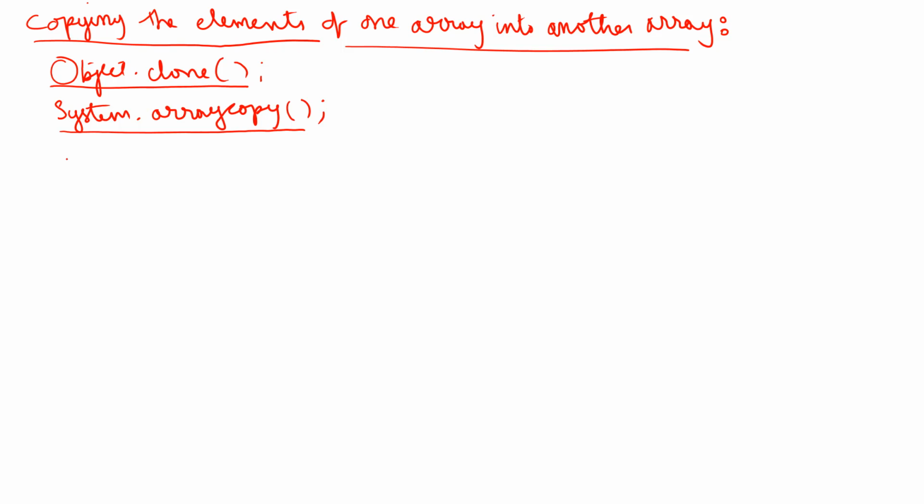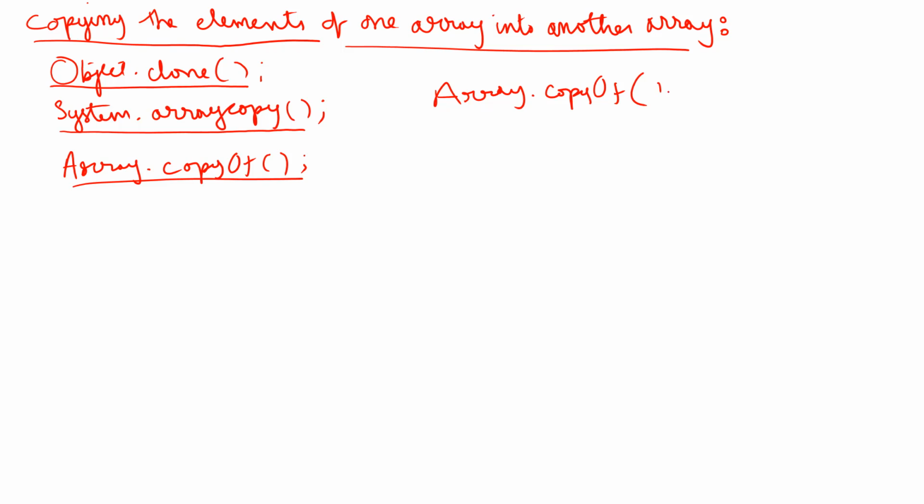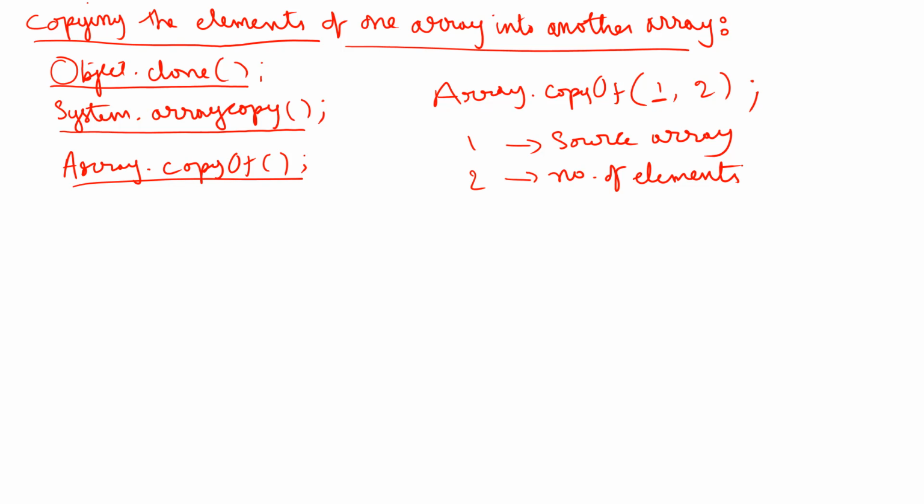In this video, we will see the Arrays.copyOf method. So this Arrays.copyOf method takes two arguments. The first argument is the source array. The second argument is the number of elements that should be copied from the source array to the target array.